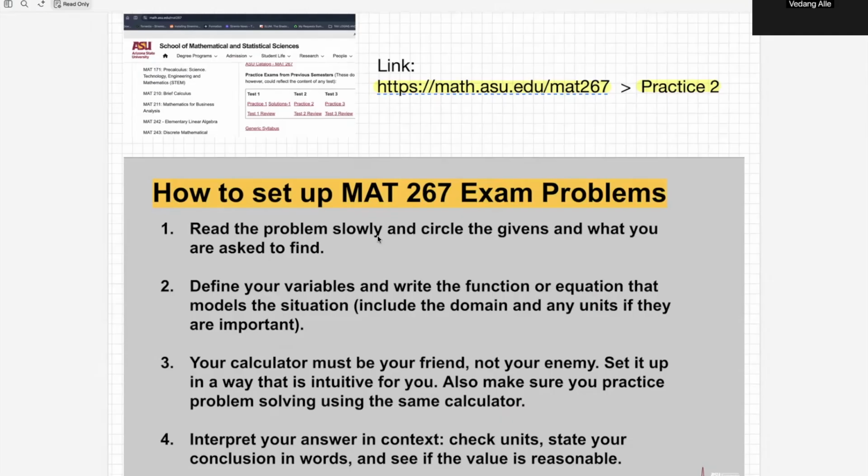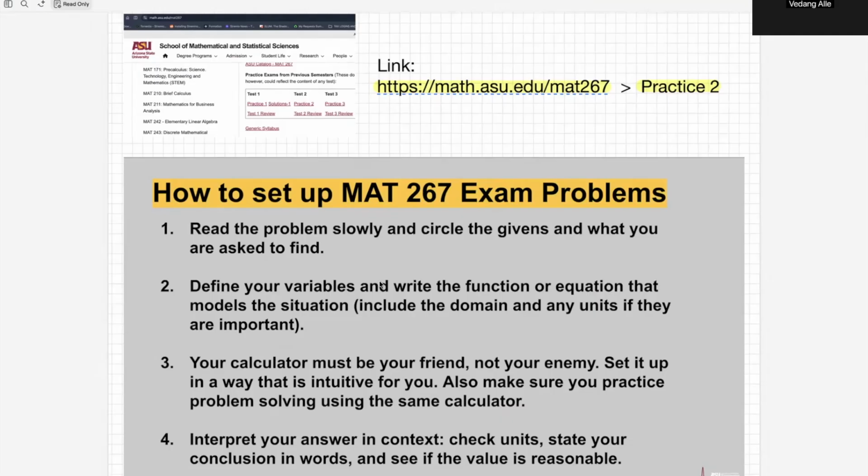Number two is to define your variables and write the function or equation that models the situation, for example, including the domain and any units if they're important. Number three, your calculator must be a friend, and I cannot emphasize this enough. Your calculator must be a friend and not your enemy, because I've seen so many students mess up calculations despite their working methods being correct. They've plugged in numbers wrong, and that ended up messing with their final answer.